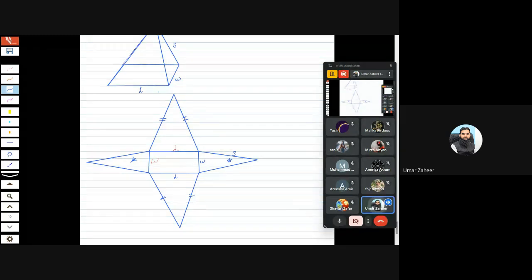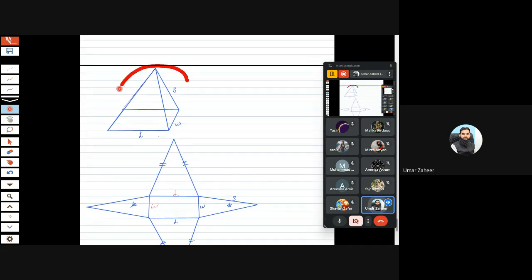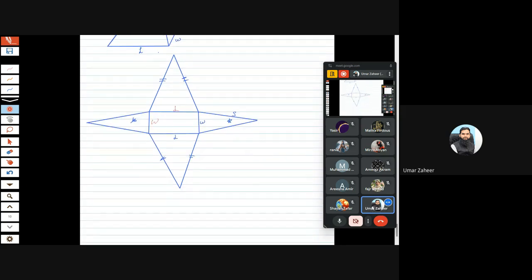So if you need to find the total surface area, you will find the area of the rectangle, the area of a triangle multiplied by 2 because it is exactly the same, the area of this triangle multiplied by 2. So you will get the total surface area of the whole pyramid.